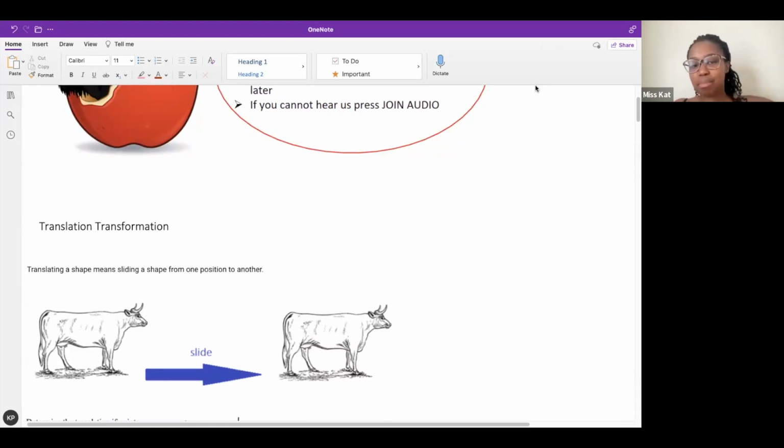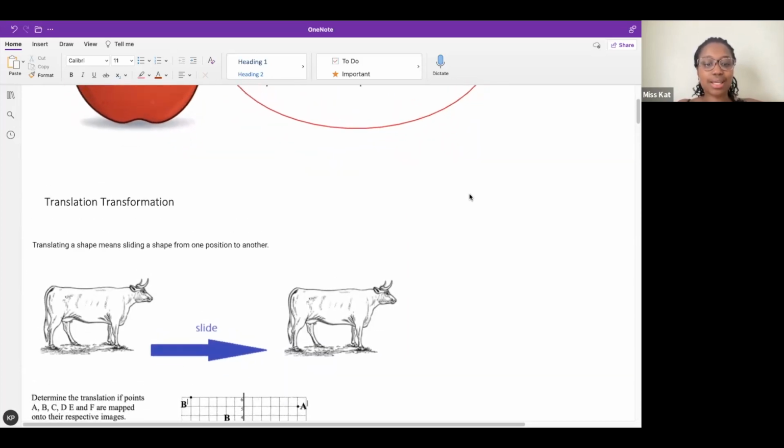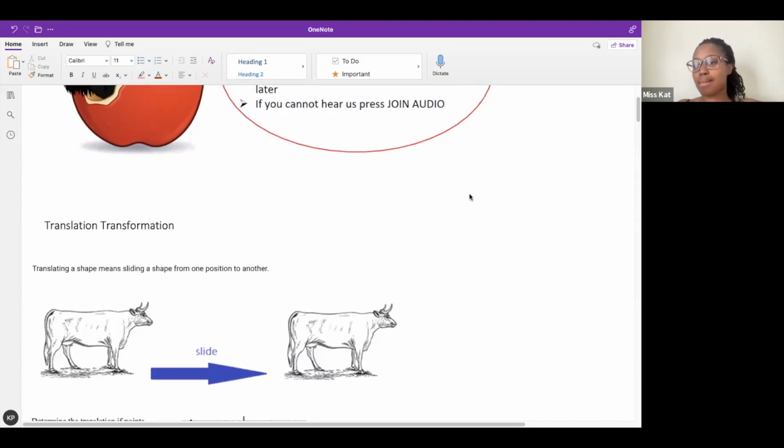But in any shape, if you would like to translate it, it means you are sliding it from one position to another. Okay, so you're not moving its rotation, you're not turning it around, you're not flipping it, you're just moving it left, right, as well as up and down. That's literally all that translation transformation is about. So I suggest we write this definition down so that we know when I say translate these points, what am I talking about? I'm talking about moving them left to right as well as up and down.